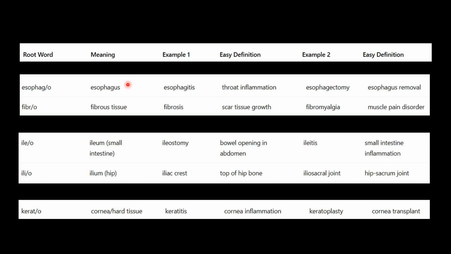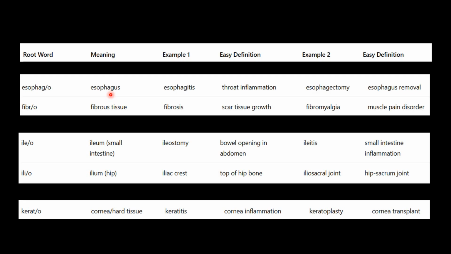Now you can see we have a couple of root words mentioned here with their meanings and their examples, along with some easy definitions that I have prepared. Now I'll read out all these things for you and explain each and every example with its root word. The first root word we have is esophag or esophago. Here you can see the meaning: the meaning of esophag or esophago is the esophagus.